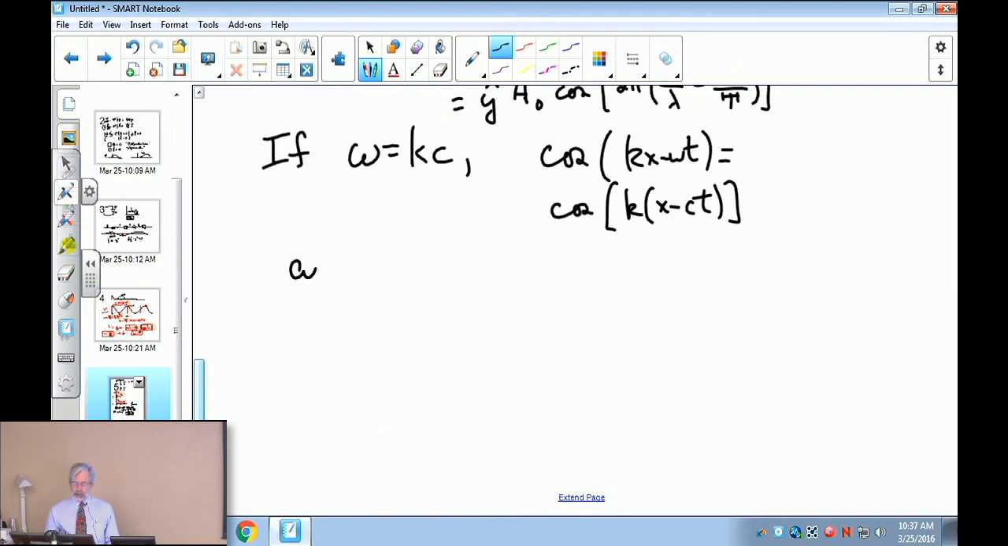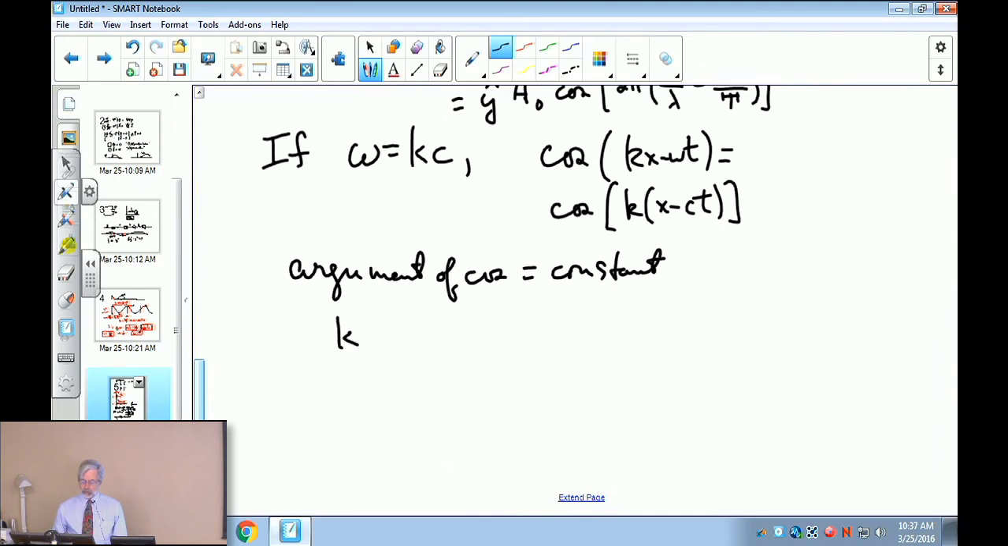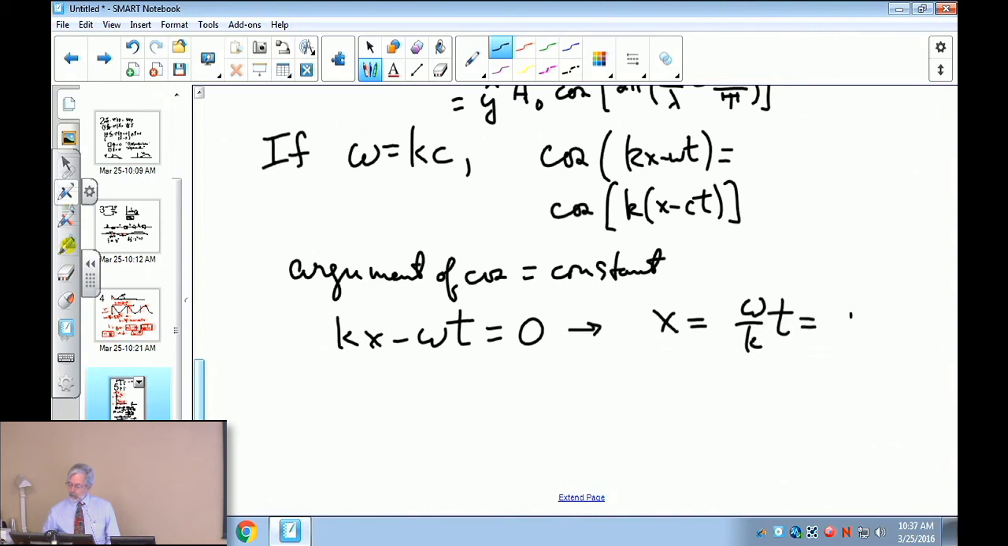Let's set the argument of the cosine equal to a constant, say 0, for example. So kx minus omega t equals 0. That's where the cosine is a maximum. Well, then x is equal to omega over k times t, and omega must be proportional to k. So this is traveling to the right.